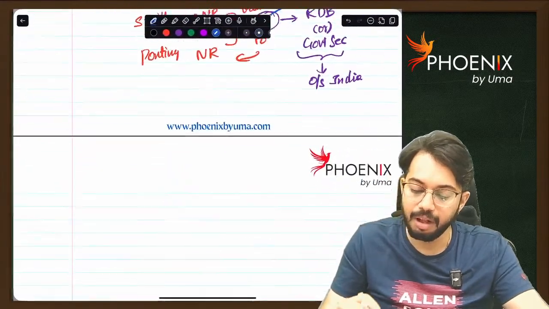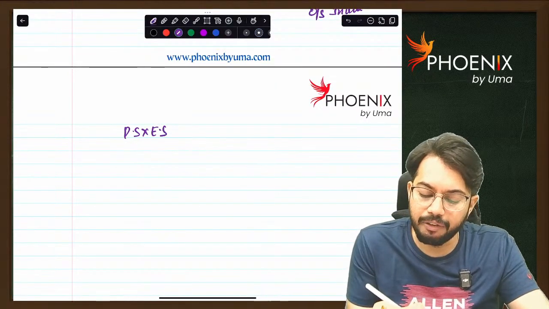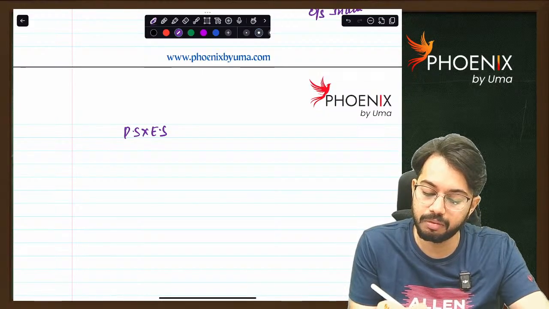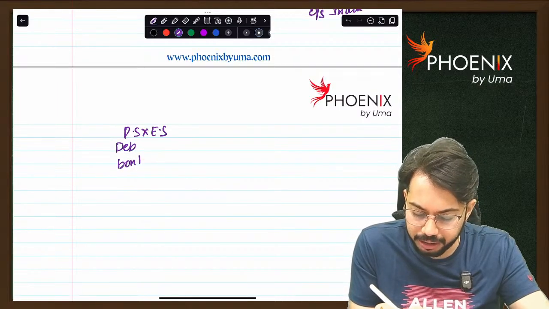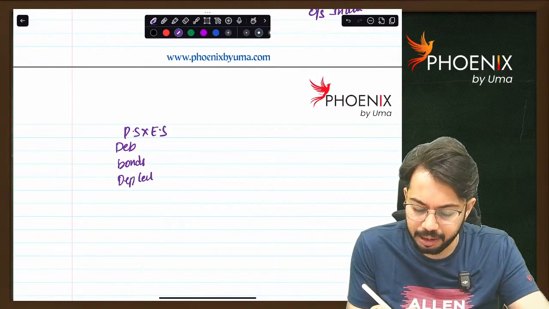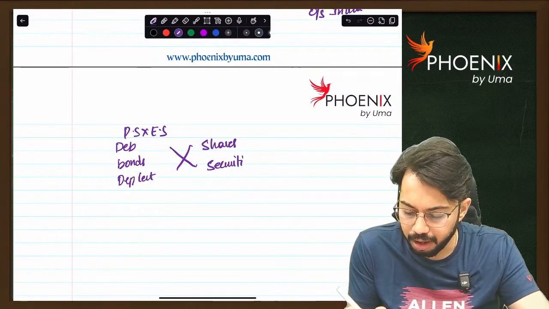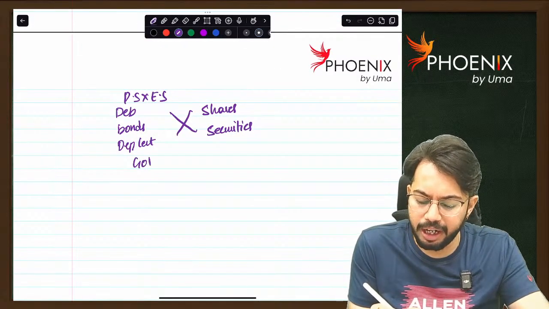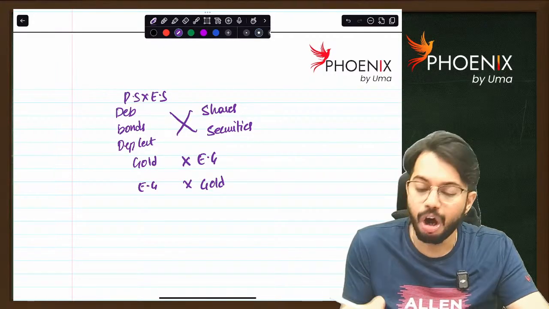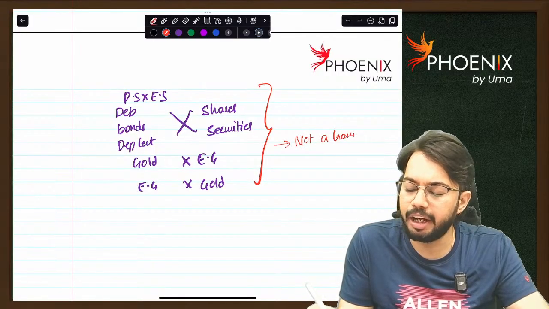See, there are certain cases: conversion of preference shares into equity shares, conversion of debentures, bonds, deposit certificates into shares or securities. Next, conversion of gold into electronic gold or conversion of electronic gold into physical gold. All these transactions are not a transfer. No capital gains are required to be calculated. Are you able to understand?